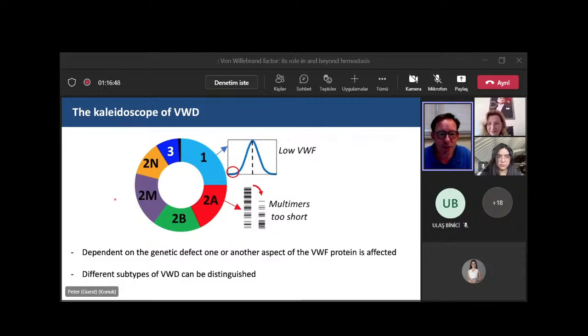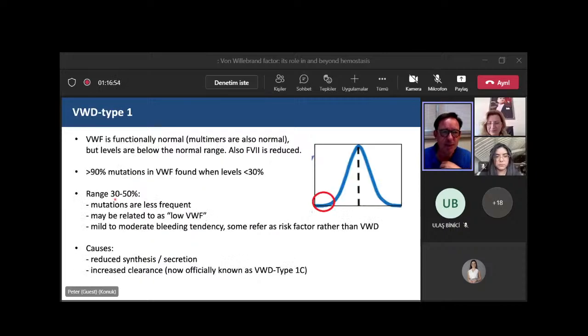And I will go quickly through the different subtypes that can be distinguished. So we have type 1 VWD, where the VWF is functionally more normal, the multimers are normal most of the time, but the levels are below the normal range, and also factor 8 is reduced.